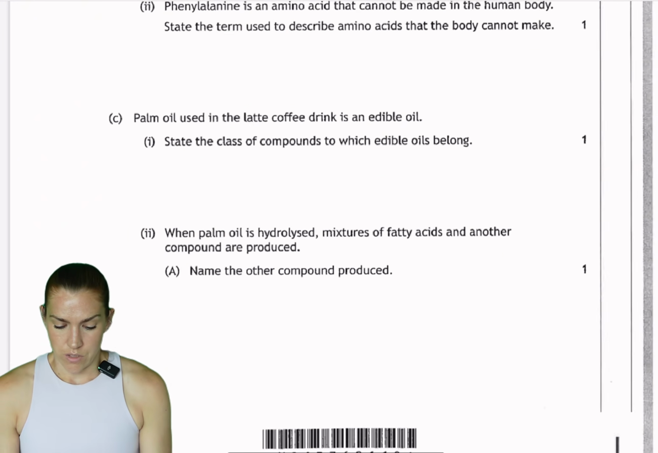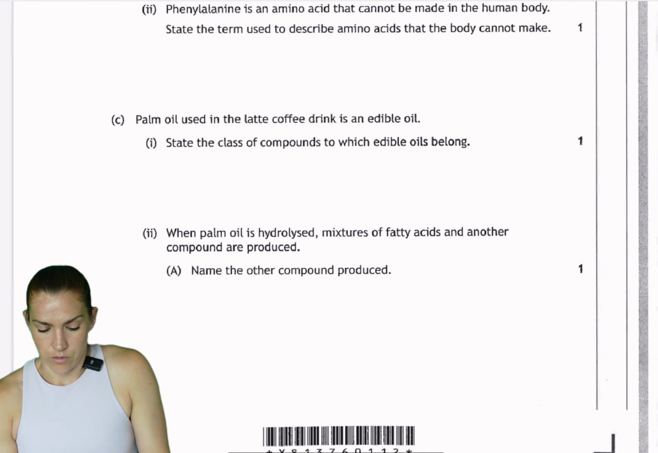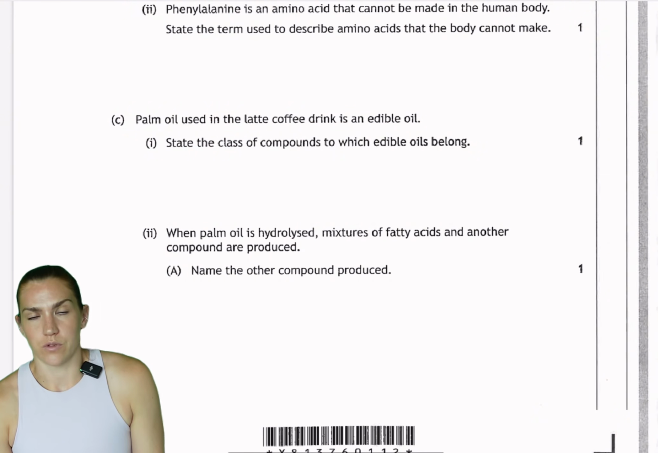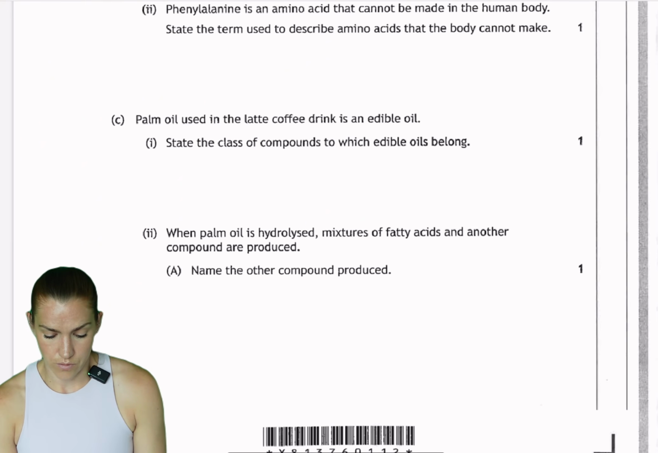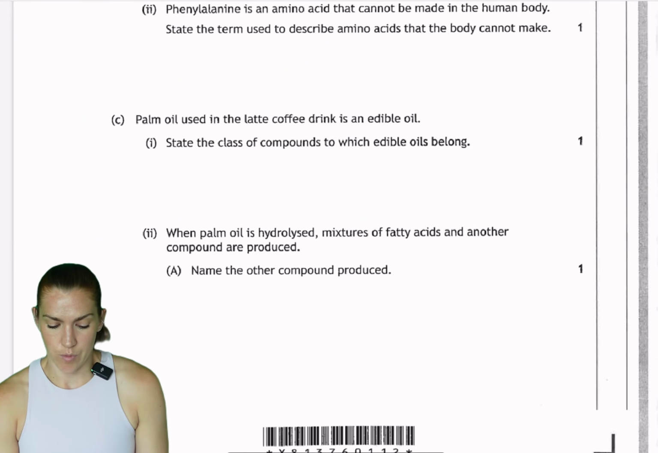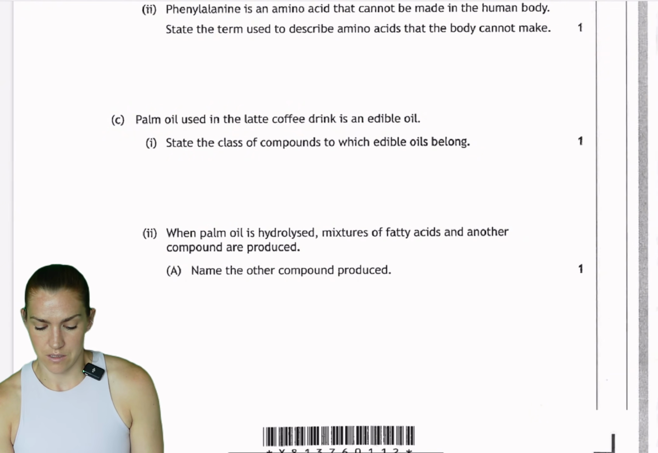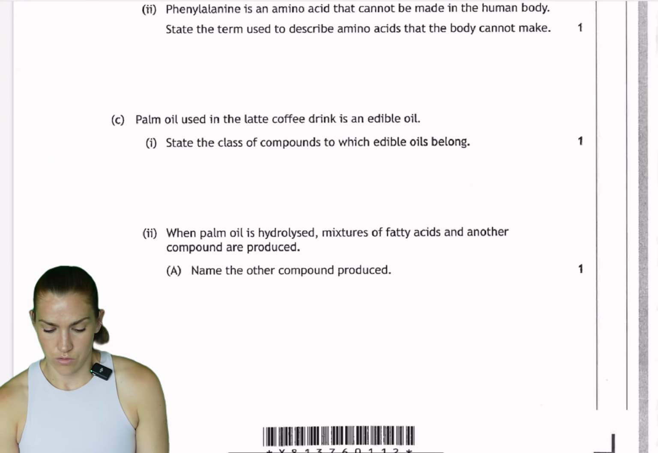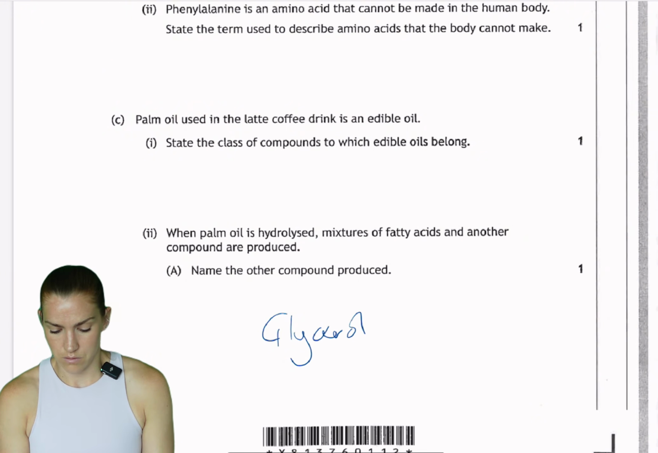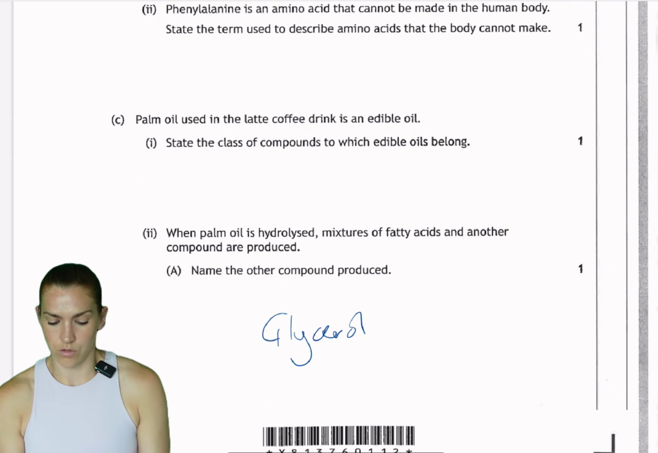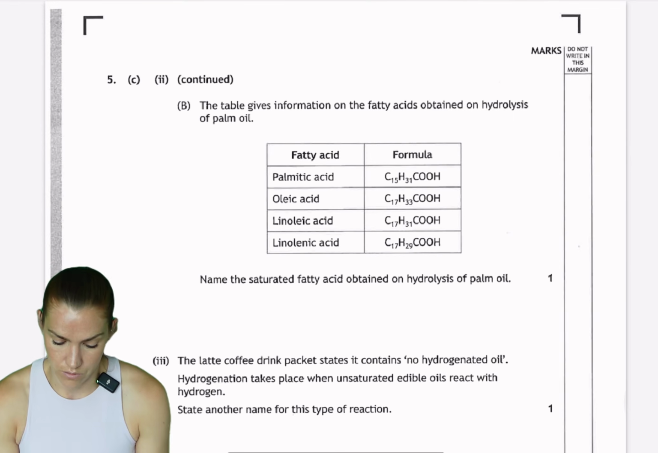And palm oil used in the latte coffee drink is an edible oil. State the class of compounds to which edible oils belong. So they are esters or triglycerides, you can call them. Either of those is usually fine. And then when palm oil is hydrolyzed, mixtures of fatty acids and another compound are produced. Name the other compound produced. So anytime you hydrolyze a fat or an oil, you will always make glycerol. Okay, so glycerol is the molecule that's always made when you hydrolyze a fat or an oil.